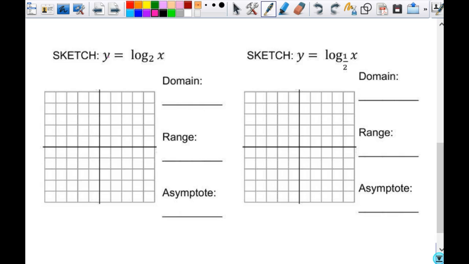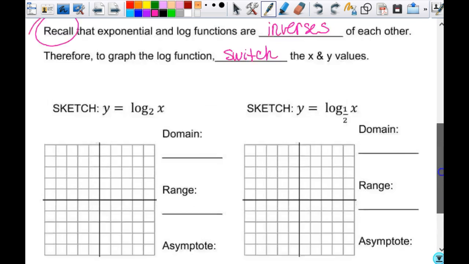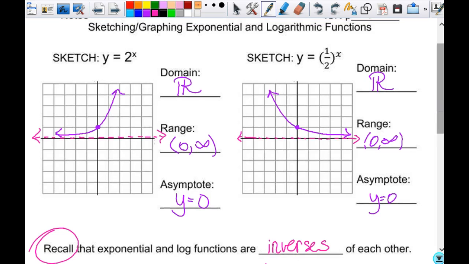So does that change my domain? What do you think? Would it change my range? Would it change my asymptote? Because everything reflects. If I'm going to reflect this in the line y equals x, that's this line right here, right? That means all of this reflects over here. So does the asymptote change? Have you all graphed logs before? Okay, good. The answer is yes. You lie to me, I'm going to go down the hall and find out.